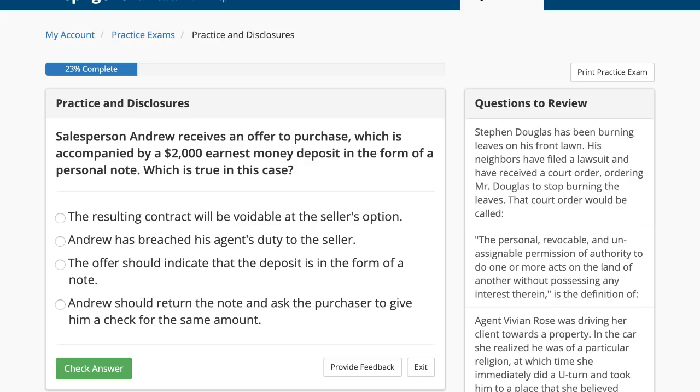Okay, salesperson Andrew receives an offer to purchase, which is accompanied by a $2,000 earnest money deposit in the form of a personal note. Which is true in this case? A, the resulting contract will be voidable at the seller's option. B, Andrew has breached his agent duty to the seller. C, the offer should indicate that the deposit is in the form of a note. Or D, Andrew should return the note and ask the purchaser to give him a check for the same amount.